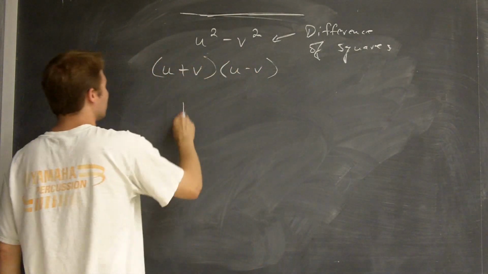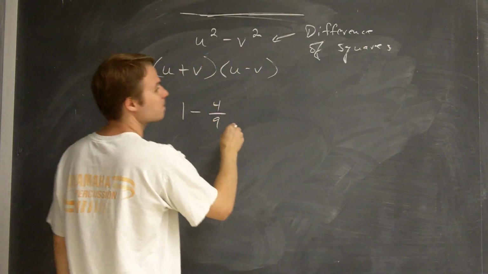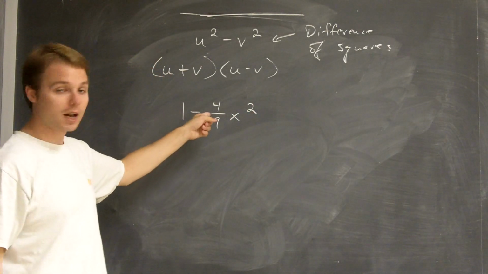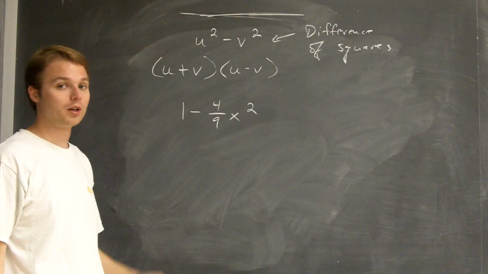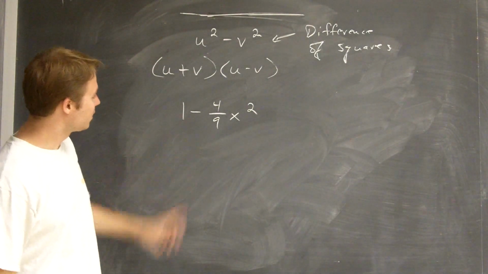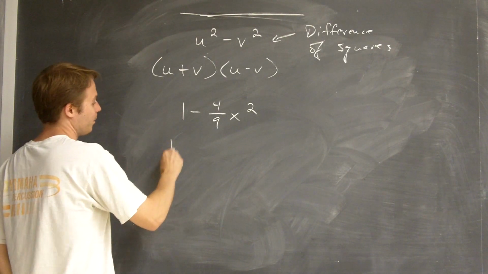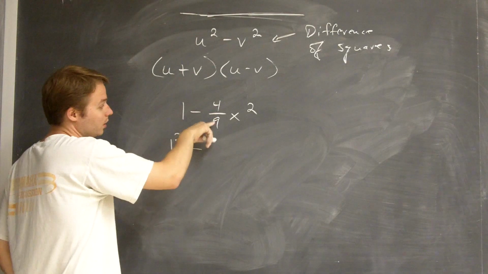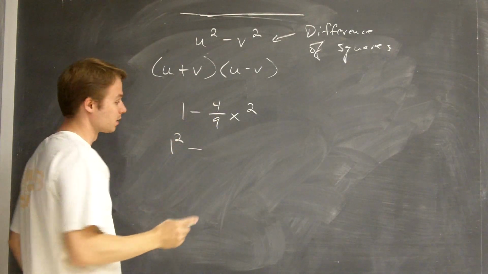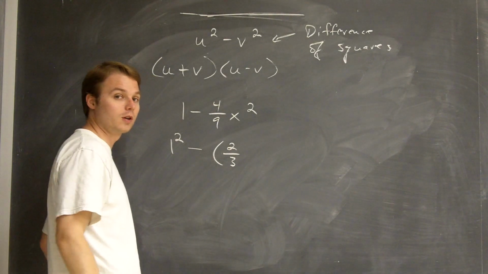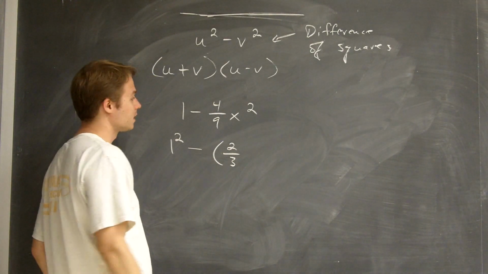Okay, how about one like this? So your constant terms don't necessarily have to be whole numbers in order for this to work, or perfect squares. For example, I could definitely rewrite 1 as 1 squared. That one's not too bad. But 4/9, I can also write this as a square. I could write this as 2/3 squared. 2/3 times 2/3 is 4/9.